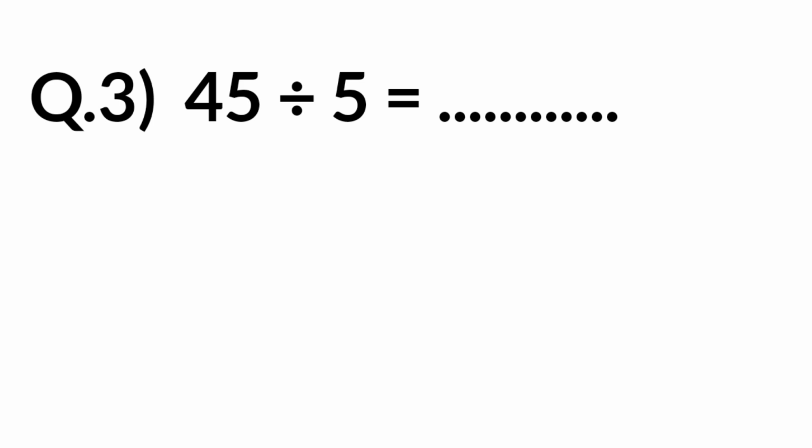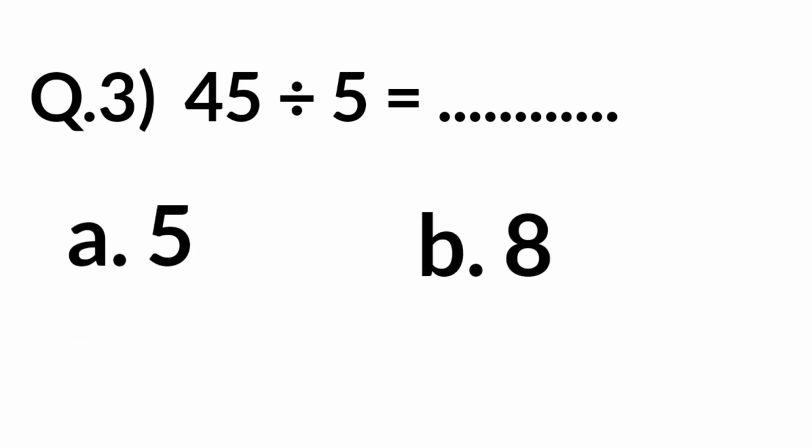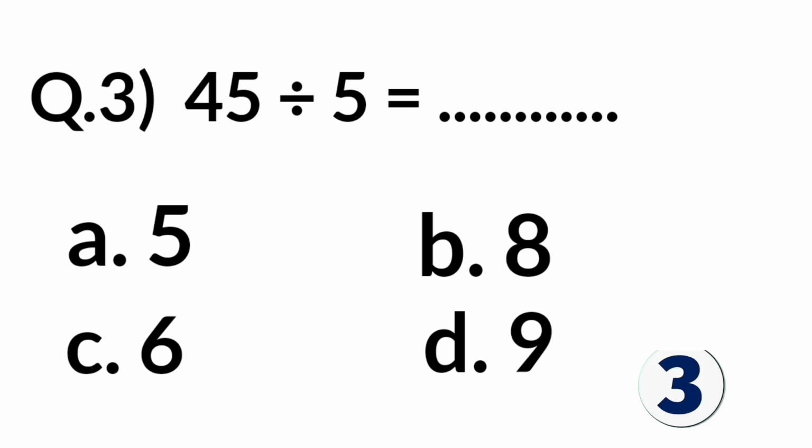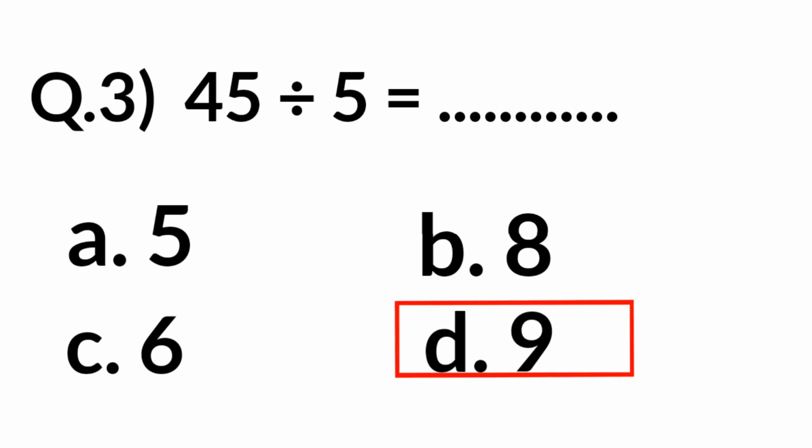Question number 3. 45 divided by 5 is equal to option A 5, option B 8, option C is 6 and option D is 9. The correct answer is option D 9.